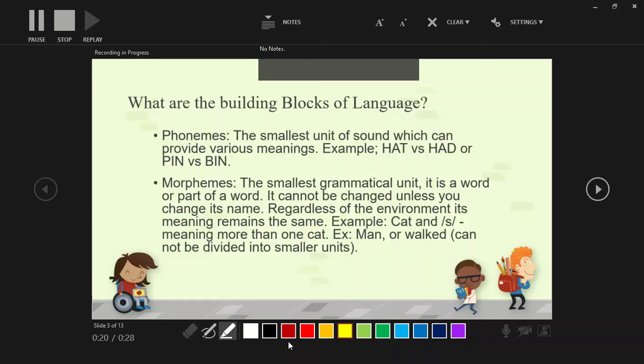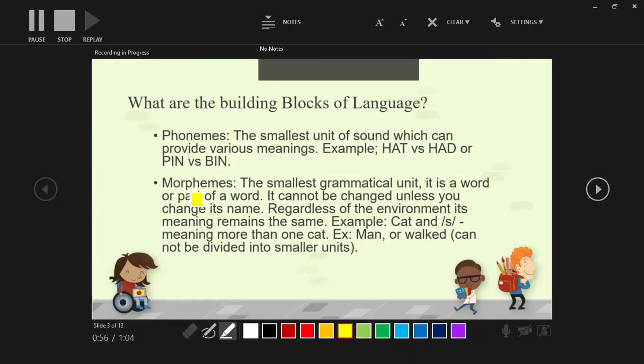For example, hat versus had, or pin versus bin. As you can notice in these two examples, it's only one letter that changes the whole meaning of the word. For example, hat versus had. As we can tell here, the first two letters remain the same, HA and HA. However, it's the last letter that differs, and the last letter that differs provides two different meanings to both of those words. So that is what the phoneme is.